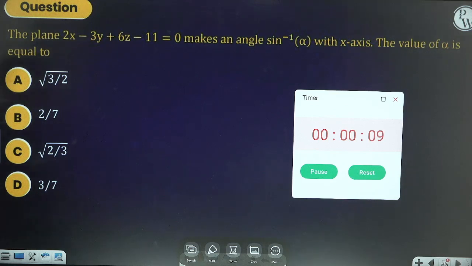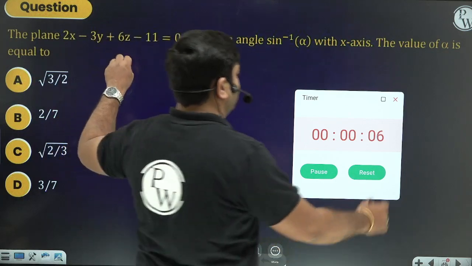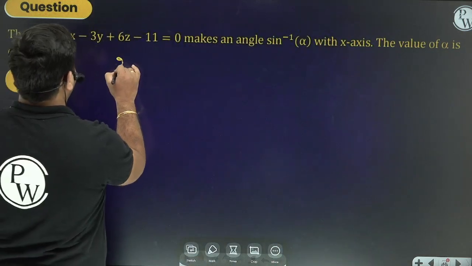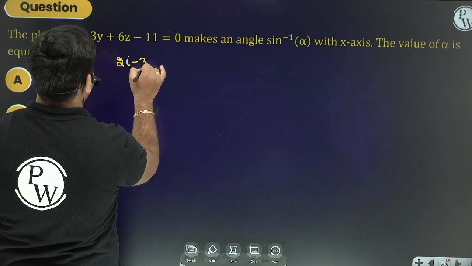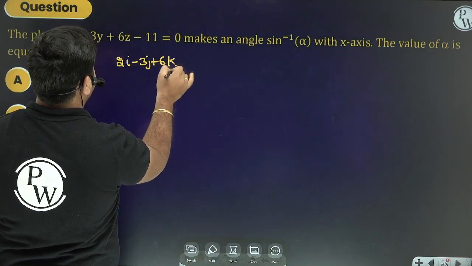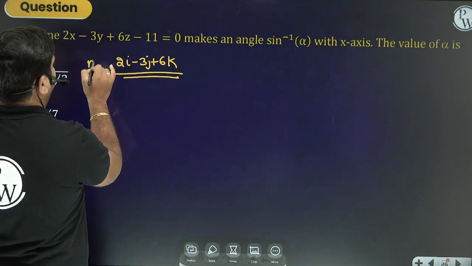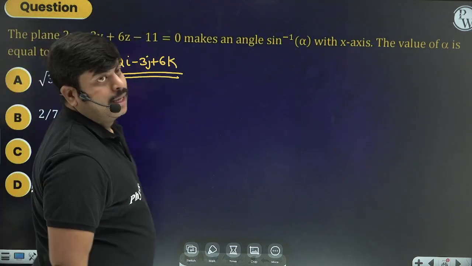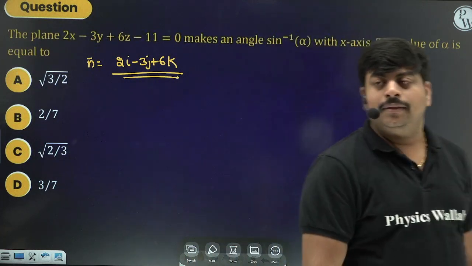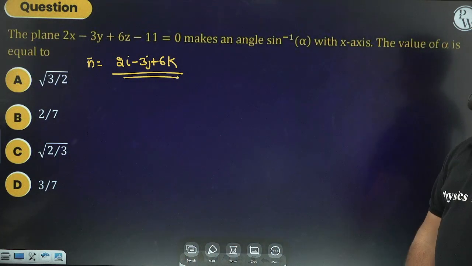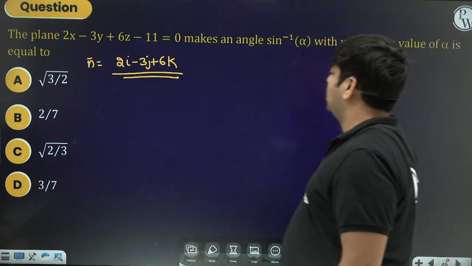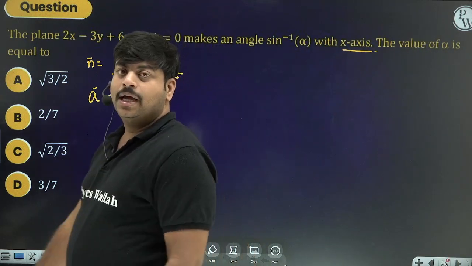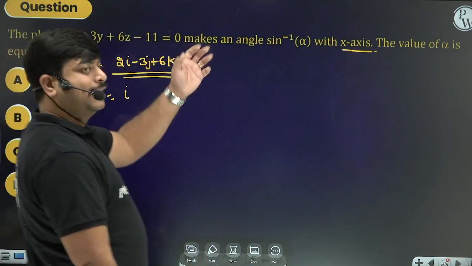Alright, see here. First of all, as soon as you see this vector, you need to bring in the information that 2i minus 3j plus 6k is the normal vector, that is n bar. What is that? That is the normal vector, and it makes an angle with the x-axis. So for the x-axis, let's say a bar, that is actually just i. How do we find the angle between them? That is already given as sine inverse alpha.